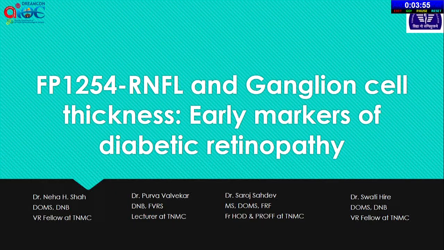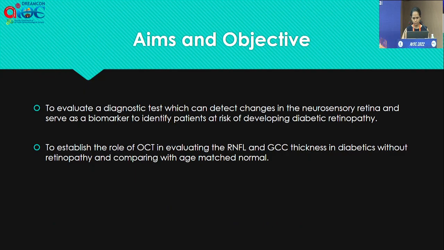Good morning, everyone. So my topic is RNFL and ganglion cell thickness as an early marker for diabetic retinopathy. My aim was to evaluate a diagnostic test which can detect changes in the neurosensory retina and serve as a biomarker to identify patients at risk of developing diabetic retinopathy, and to establish the role of OCT in evaluating the RNFL and GCC, which is the ganglion cell complex thickness, in diabetics without any retinopathy, and comparing it with their age-matched normals.